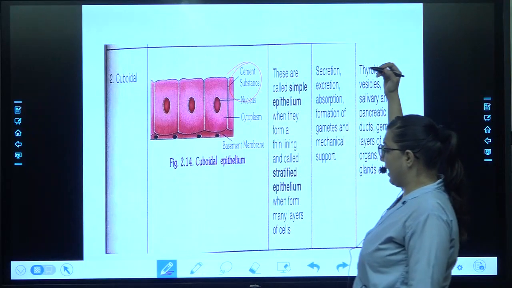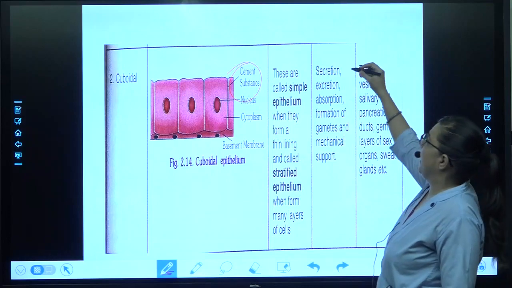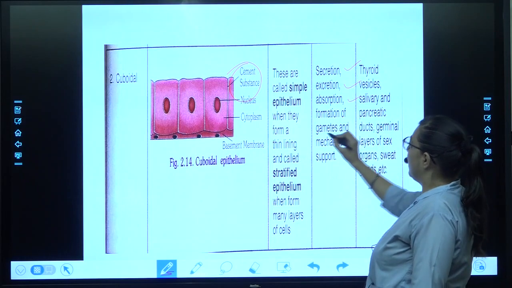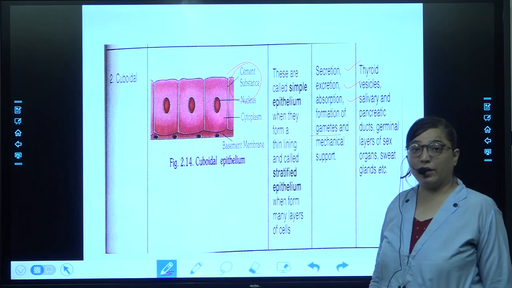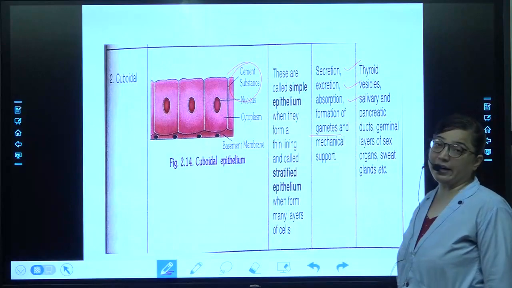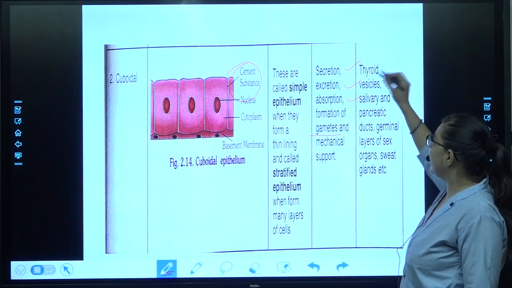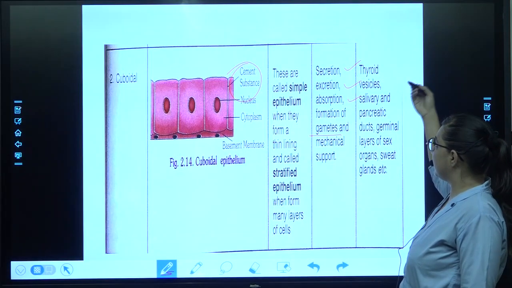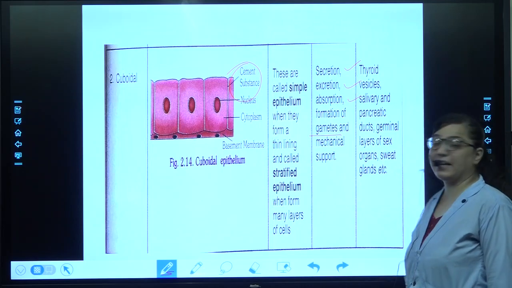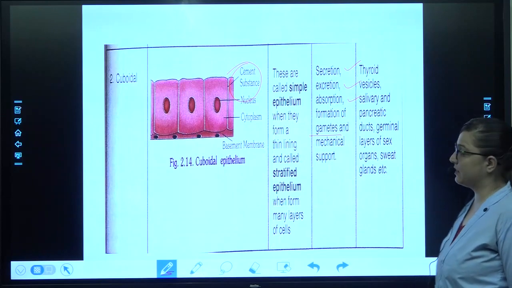Where does it help? What are its functions? It helps in secretion, excretion, absorption, the formation of gametes. What are gametes? They are the sex cells. And in mechanical support. Where are they present? Thyroid vesicles, salivary and pancreatic ducts, germinal layers of sex organs and the sweat glands.